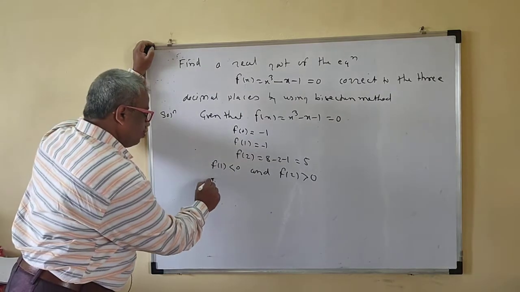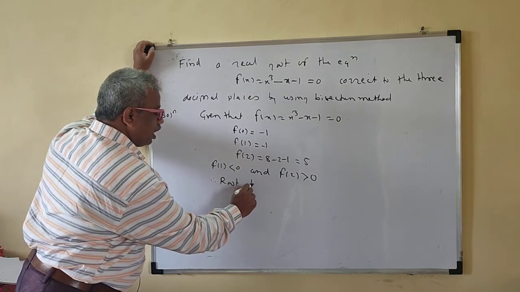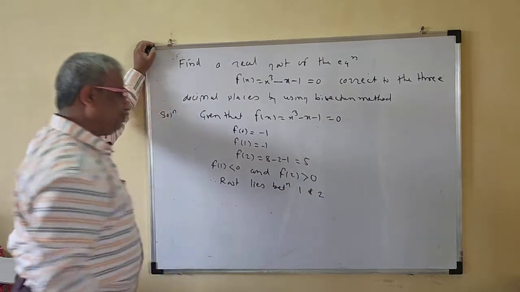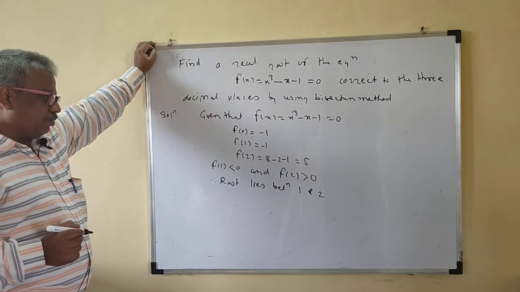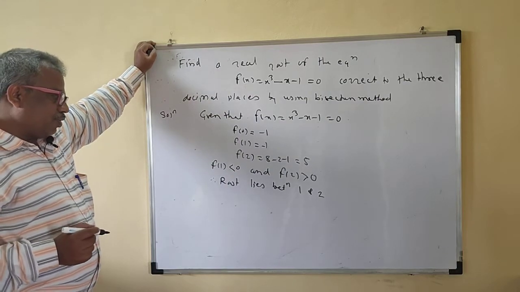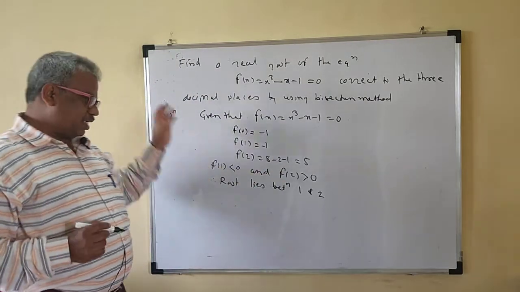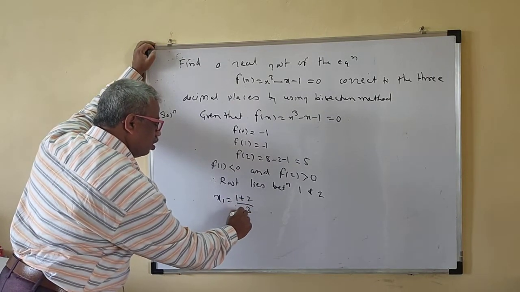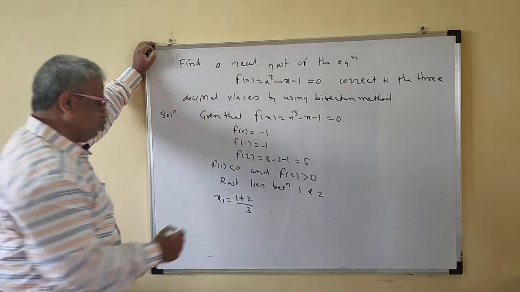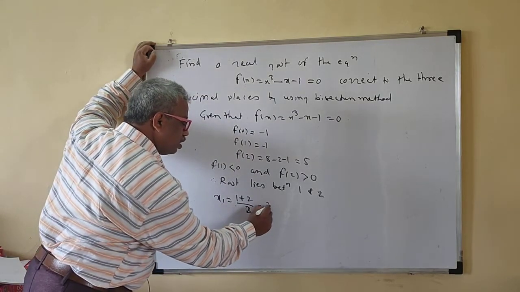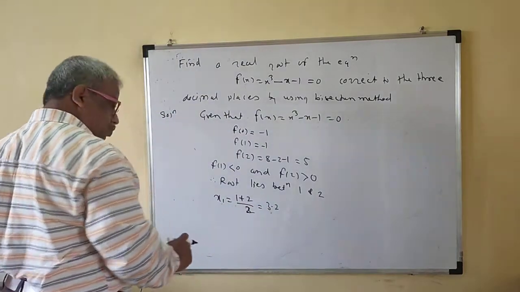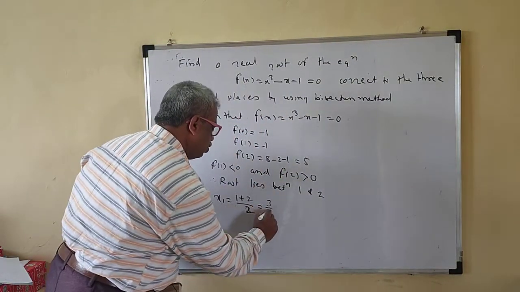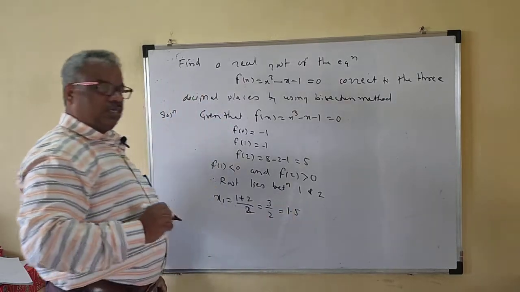Right? So therefore the root lies between 1 and 2. This is very important. Now here f of 1 is less than 0, and f of 2 is greater than 0. Our first approximate root is (1 plus 2) upon 2, so that is 3 by 2, which is 1.5.